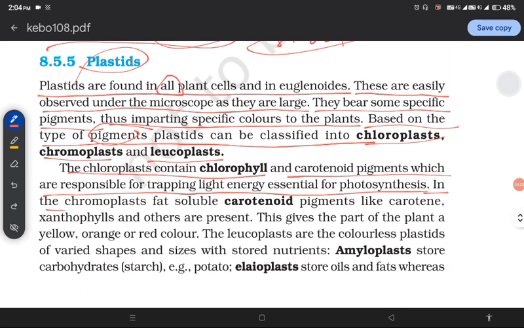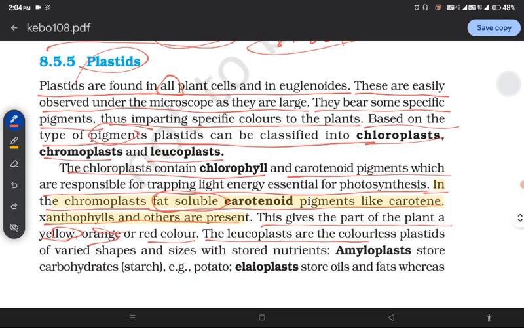In the chromoplast, fat soluble carotenoid pigments like carotene, xanthophyll and others are present. याद रखना. इन क्रोमोप्लास्ट में जो फैट सोल्यूबल कैरोटीनॉइड्स pigment like carotene and xanthophyll and others are present. They give the parts of plant a yellow, orange and red color.